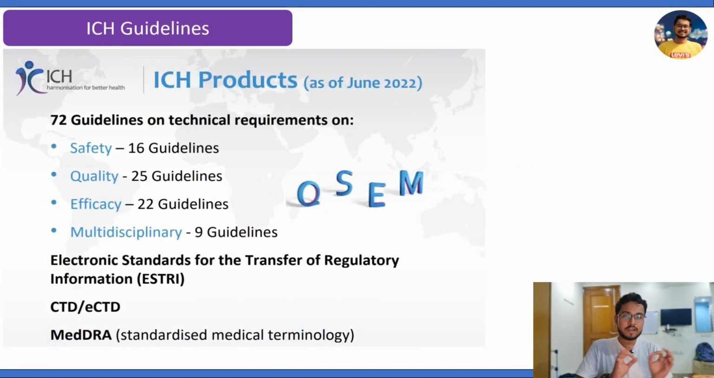Now this is a very important slide, because ICH has around 72 technical guidelines, and it is divided into four major categories: safety, quality, efficacy, and multidisciplinary. For safety, there are 16 important guidelines. For quality, there are 25 guidelines. For efficacy, there are 22 guidelines, and for multidisciplinary, there are 9 guidelines. In this channel, I'm going to cover most of the quality guidelines in my upcoming videos.